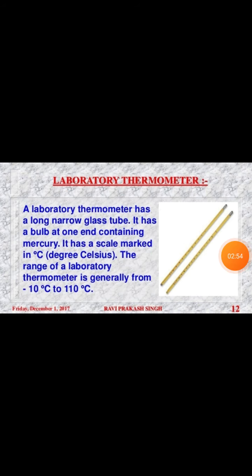See, children, this is the laboratory thermometer. A laboratory thermometer has a long narrow glass tube. It has a bulb at one end containing mercury. It has a scale marked in degrees Celsius. The range of the laboratory thermometer is minus 10 degrees Celsius to 110 degrees Celsius.